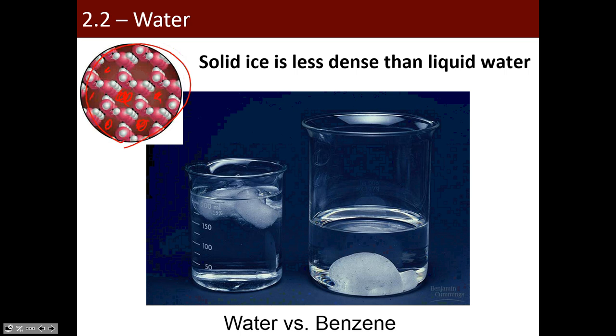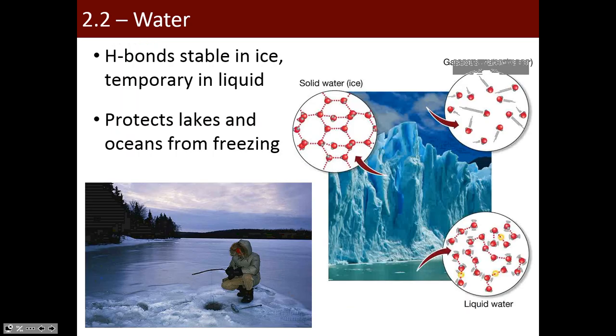Right. So if solid ice were denser than liquid water, a pond would freeze from the bottom up, right? Or the river would freeze from the bottom up, and everything below it would freeze solid. As it is, the pond and the lake and the river freeze from the top down because that ice is less dense, right?